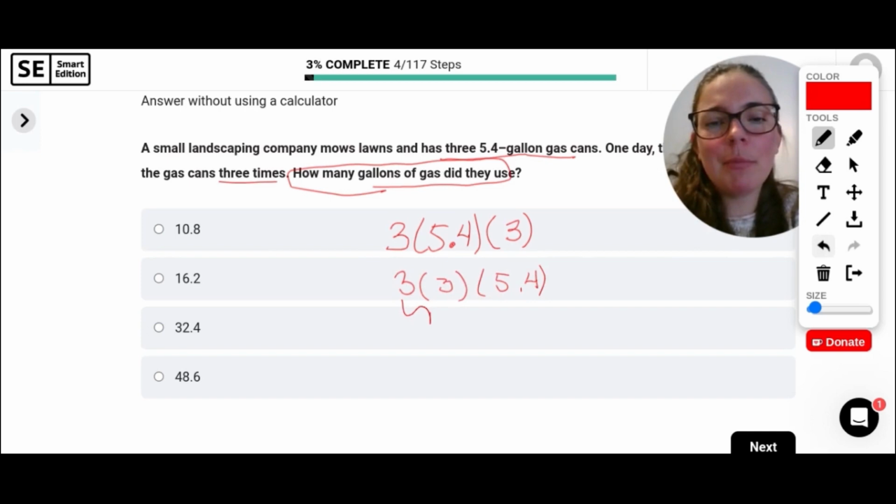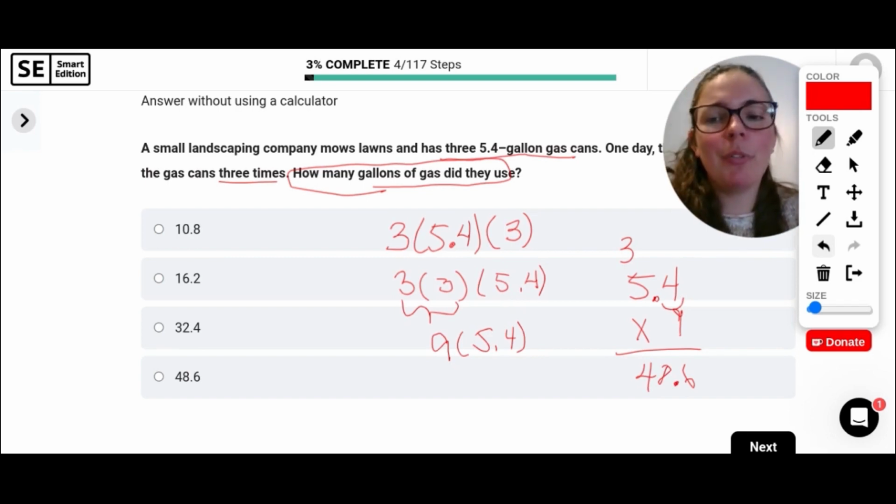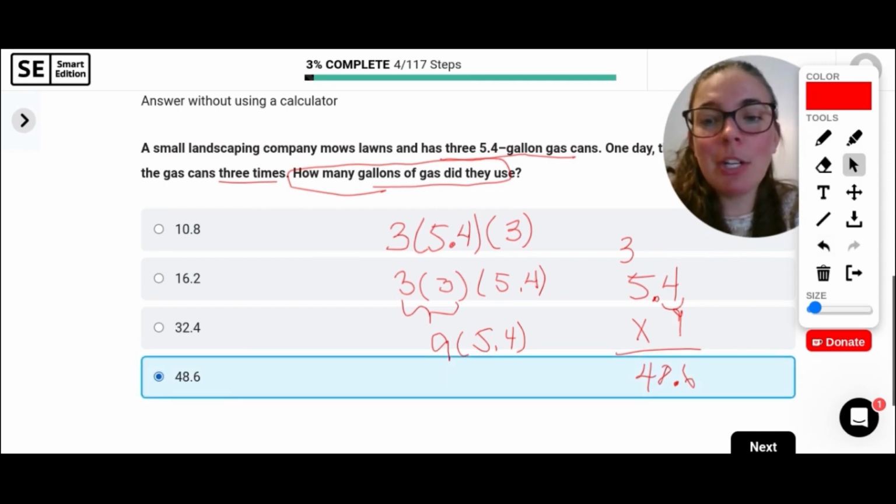And I'm going to do 3 times 3 first, which is 9. And then I have to do times 5.4. And here, since we can't use a calculator, let's use our algorithm again. 5.4 times 9. So 4 times 9 is 36. 5 times 9 is 45, plus 3 is 48. And we only have one number to the right of the decimal place, so our decimal will go right there, 48.6.